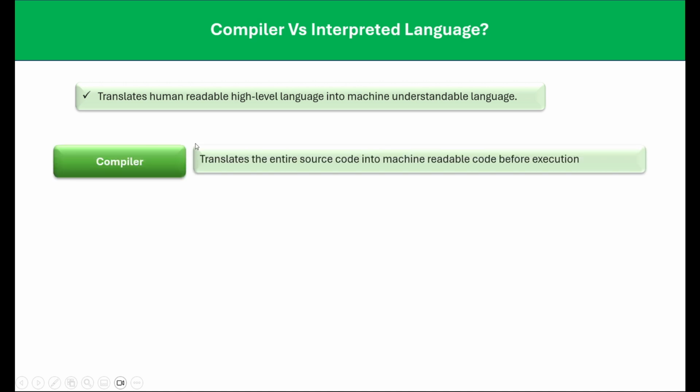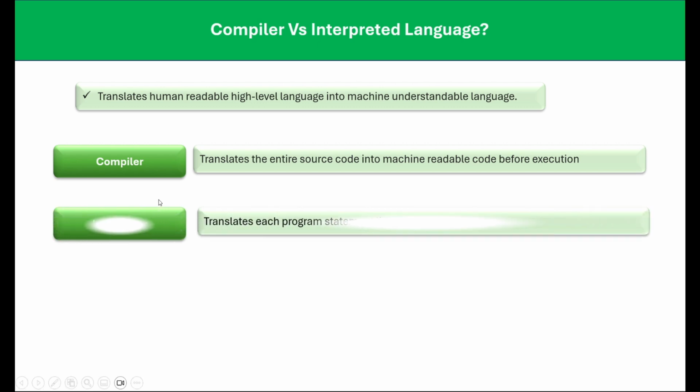Talking about a compiler, a compiler translates the entire source code, the program code, into machine readable code even before the program is executed. While an interpreter translates each program statement line by line.